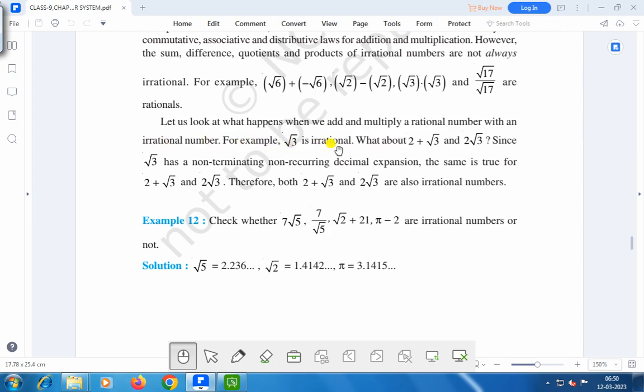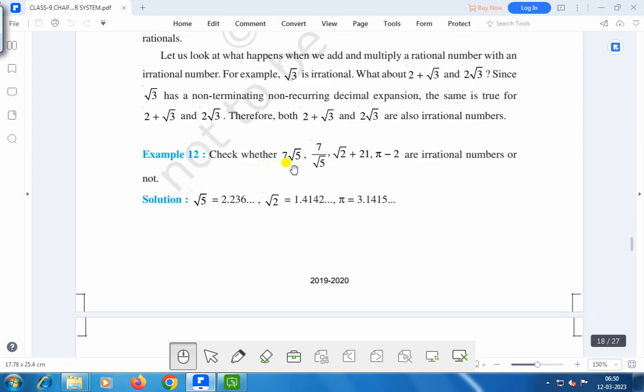Root 3 is irrational, so what about 2 plus root 3, and 2 root 3? Since root 3 is a non-terminating, non-recurring decimal expansion, the same is true for 2 plus root 3, that is, 2 root 3. Therefore, 2 plus root 3 and 2 root 3 are also irrational numbers. Check whether 5, 7 root 5, 7 by root 5, root 2 plus 21, pi minus 2 are irrational numbers or not.